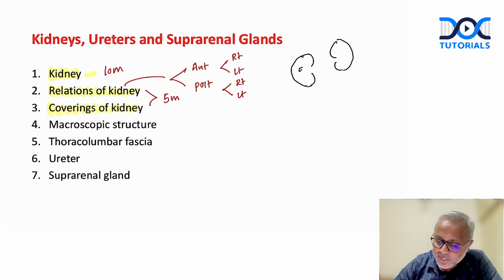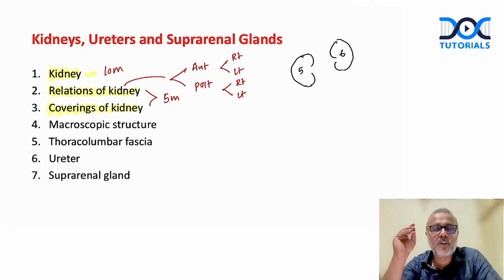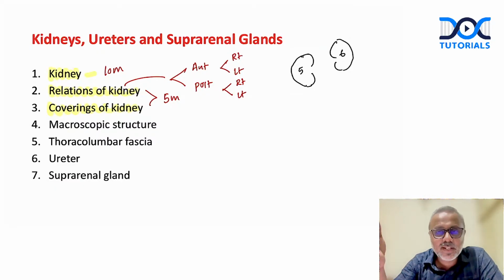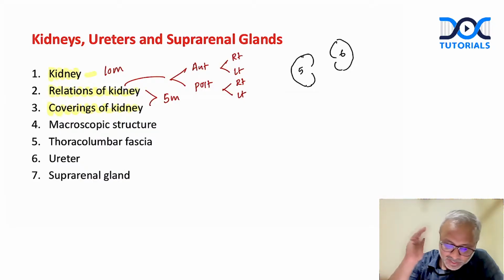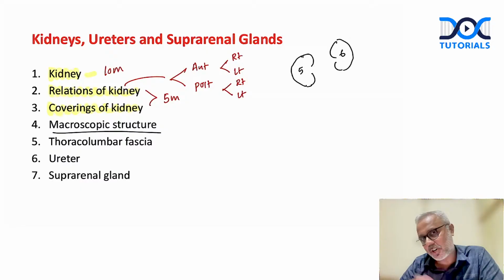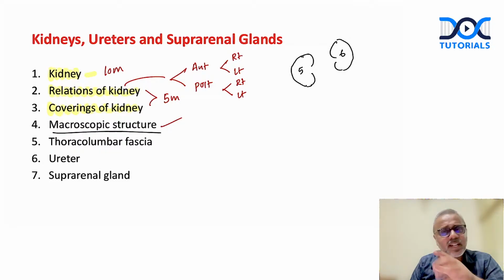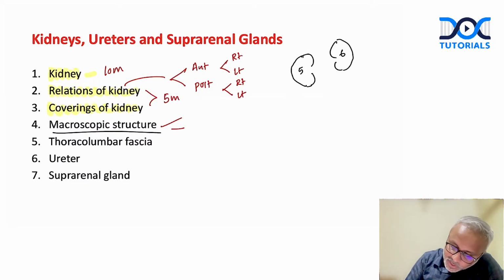What are the 5 structures related here? What are the 6 structures related anteriorly to the right and left kidney? Then posterior relations. Of course, everything is common except for the 11th rib, which is related to the left kidney posterior surface. Right. Macroscopic structure. If the examiner wants to make it a little bit on the moderately difficult side, a little bit tougher side, they can ask about macroscopic structure. But again, everything about the kidney is important for your practical exam, so you cannot skip it.